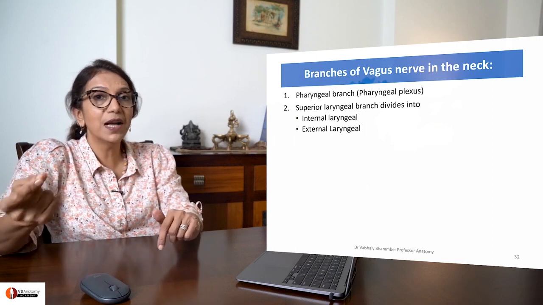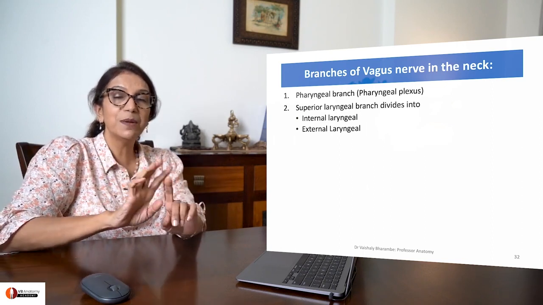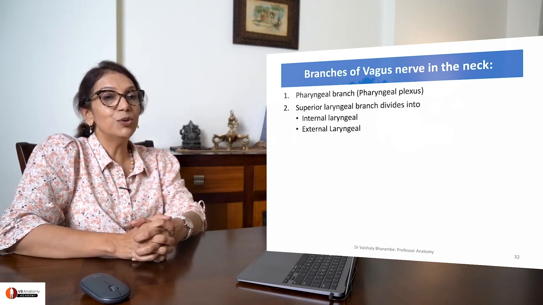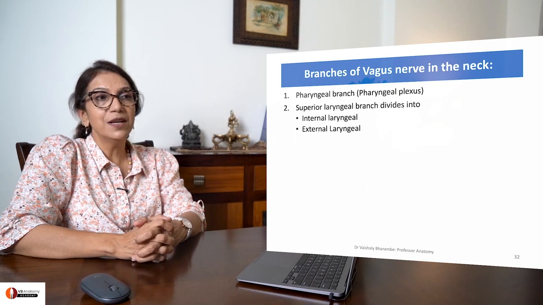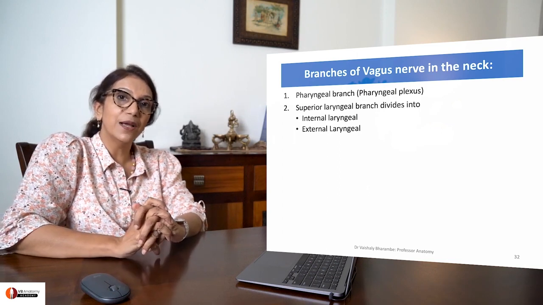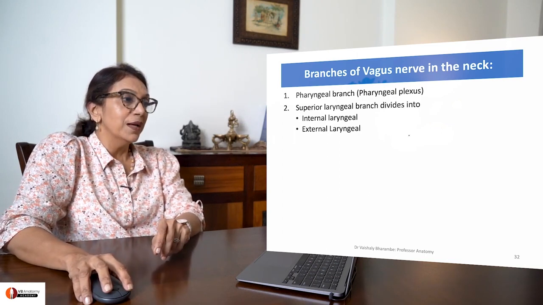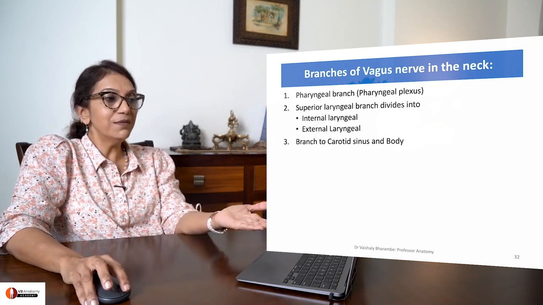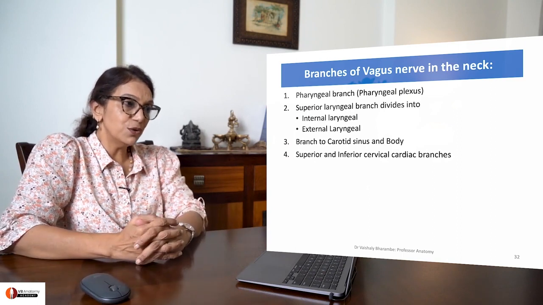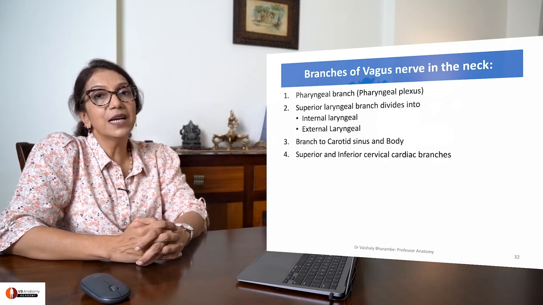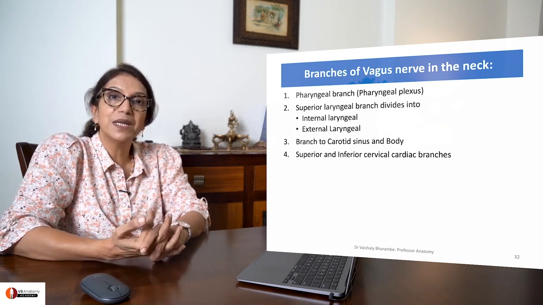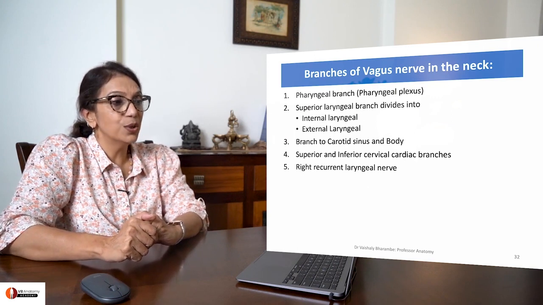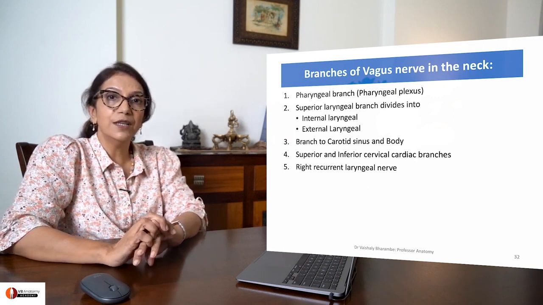Which is your favorite thyroid artery? At this moment, it better be the superior thyroid artery, okay? Which is what I just taught you a minute back. So it accompanies the superior thyroid artery, finally supplying the cricothyroid muscle, okay? The vagus also gives rise to branches to the carotid sinus and carotid body. We just studied that. It gives rise to superior and inferior cervical cardiac branches. Now these participate in cardiac plexus formation. And finally, it gives rise to the right recurrent laryngeal nerve.